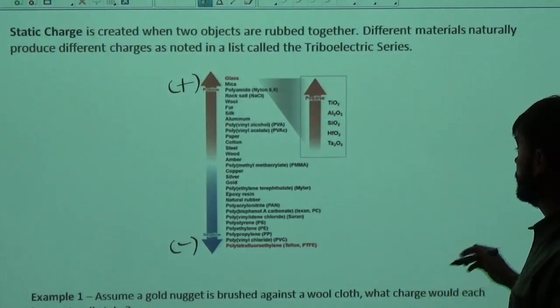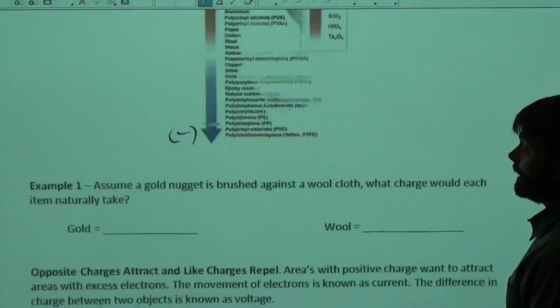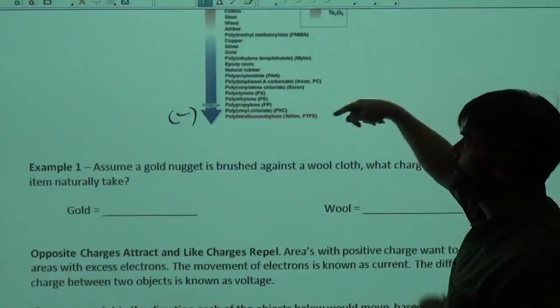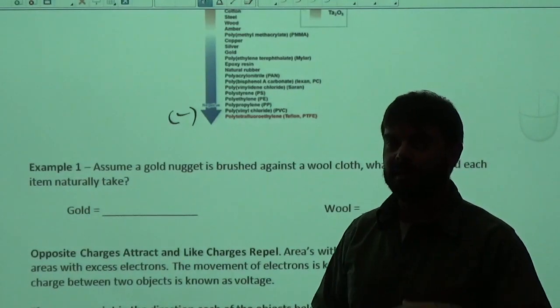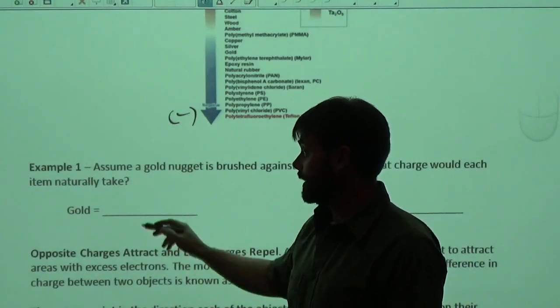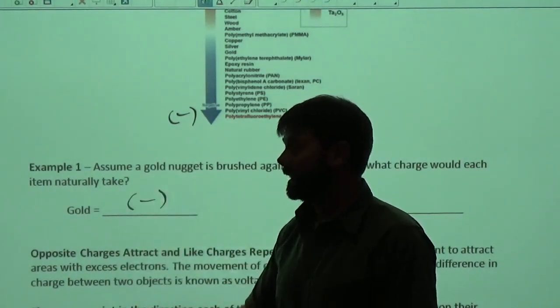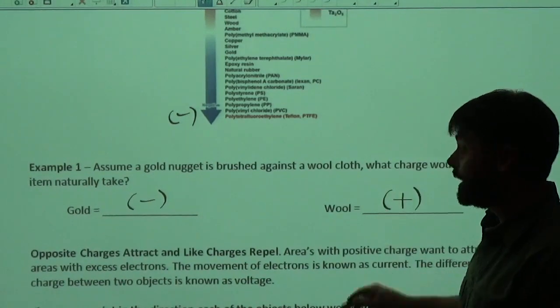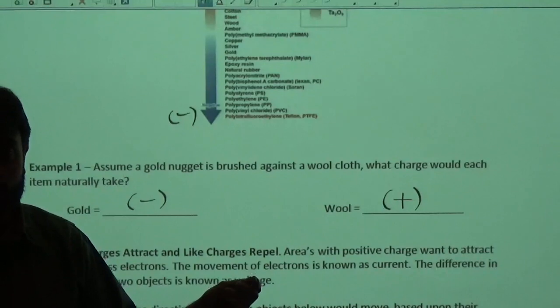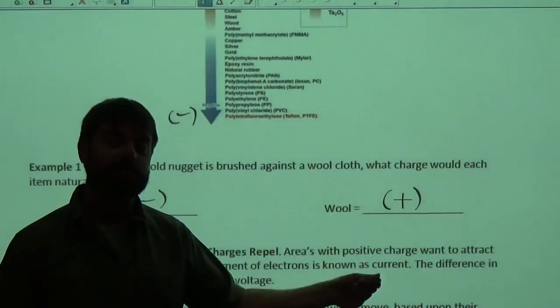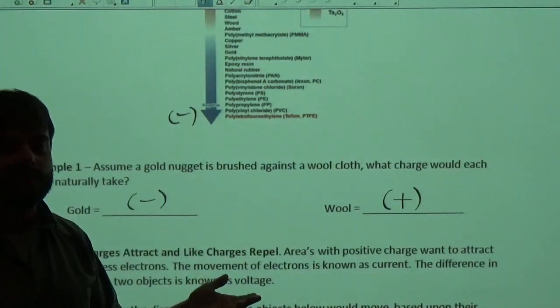And the way that that charge separates or divides is the gold, since it's lower on the triboelectric series, will want to gather electrons, and the more electrons you have, the more negative charge you have. So this is going to definitely want to take on a negative charge, and the wool a positive charge. Because remember, it's not like the positive charge is going to the wool, it's that the negative charge particles are leaving the wool, therefore leaving it unbalanced.